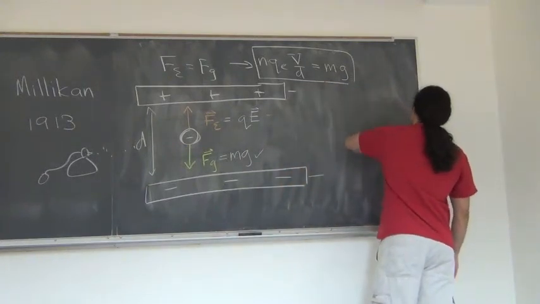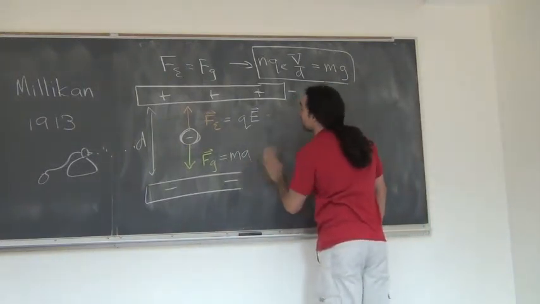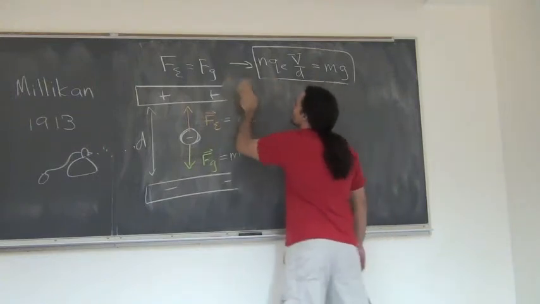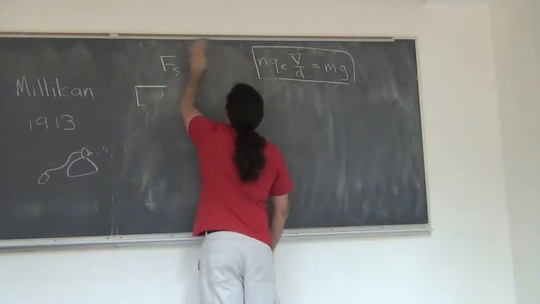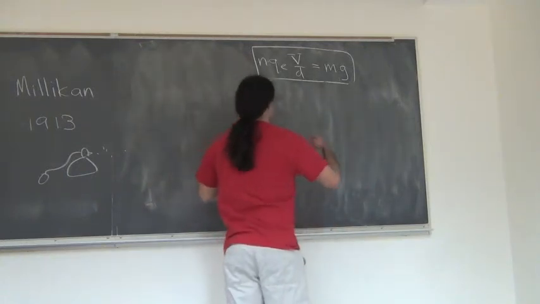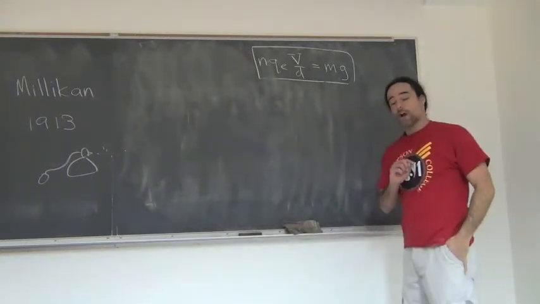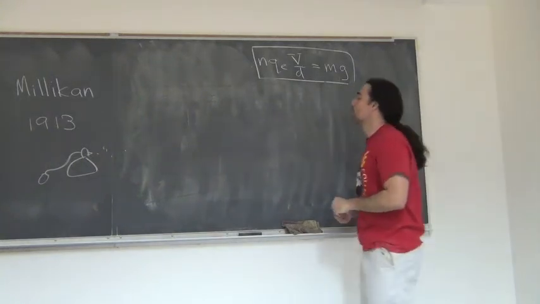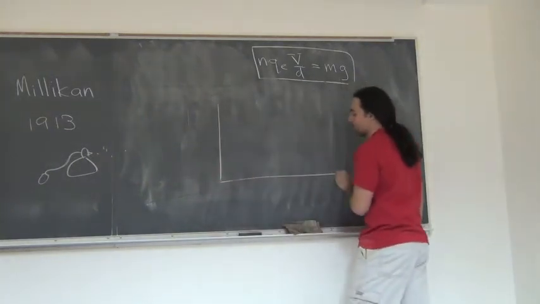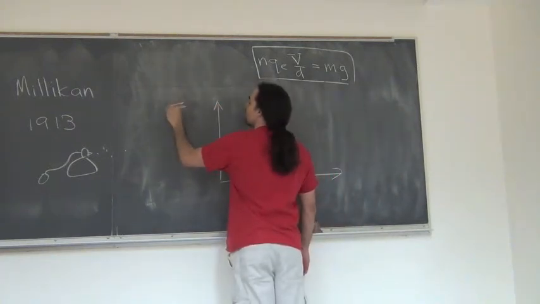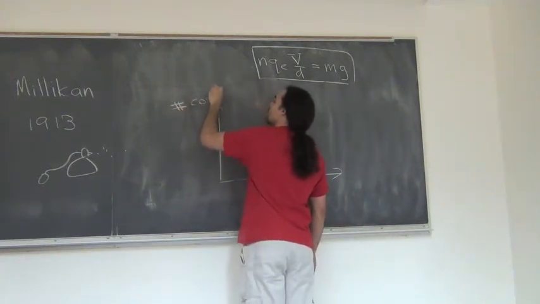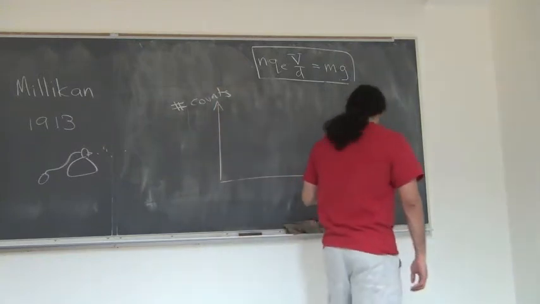The reason being is that Millikan, from this, could measure the charge on each oil droplet. And so what he did is he made a histogram of the number of counts he got for different charges.